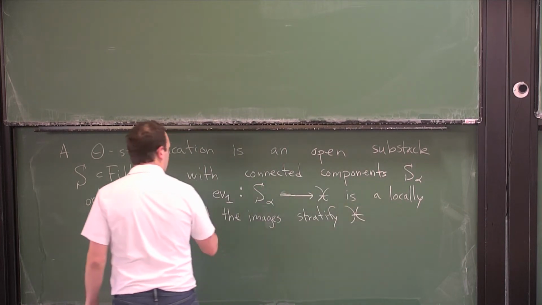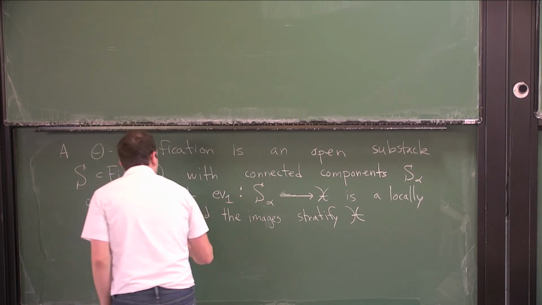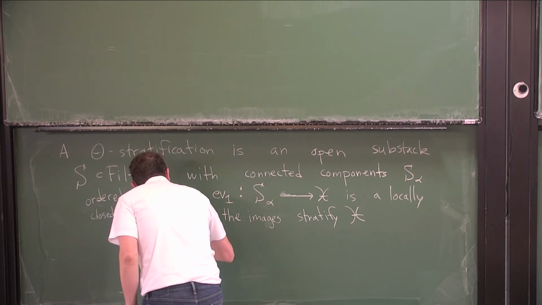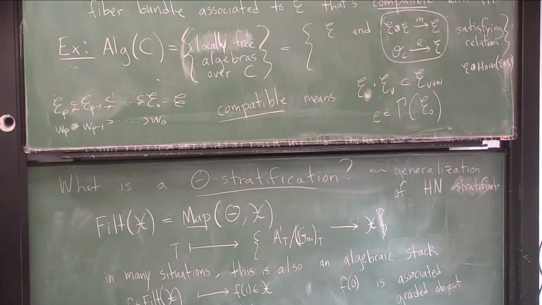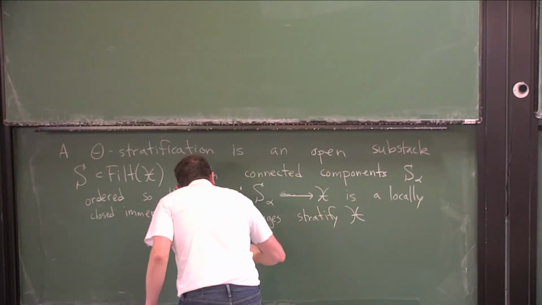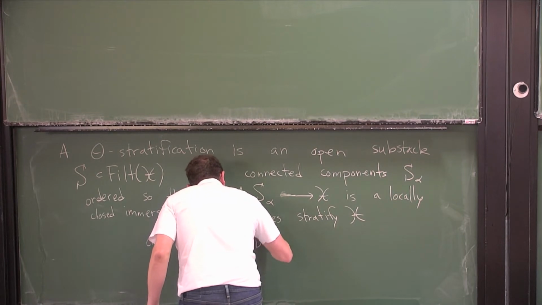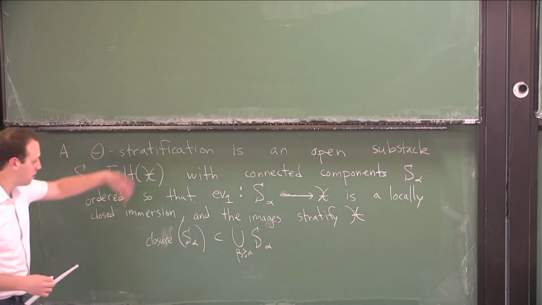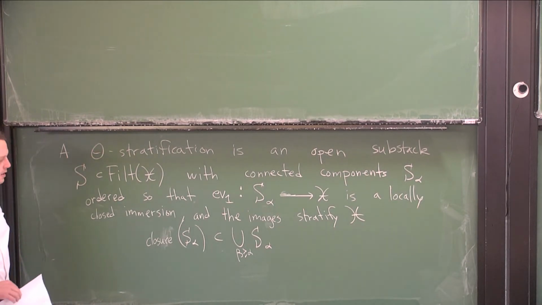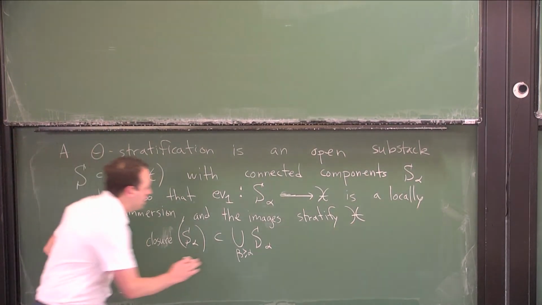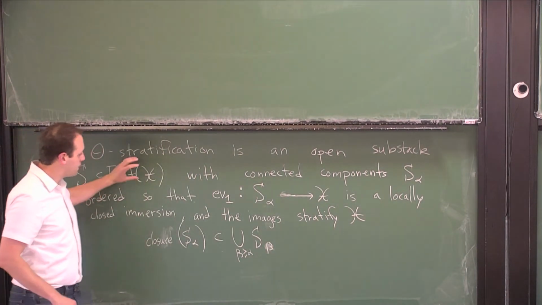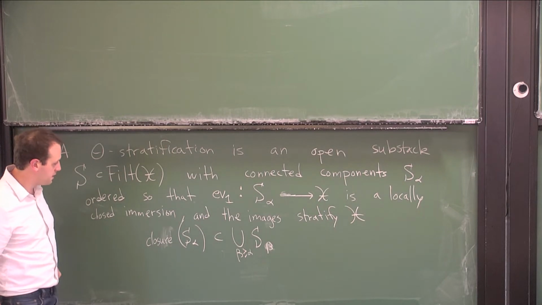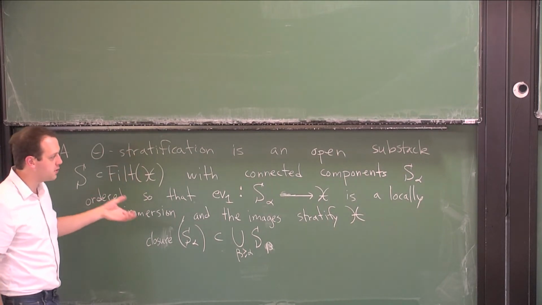So basically, the alphas are ordered, and the closure of S alpha should be contained in the union over, you know, more unstable strata. So the idea is that you have a bunch of connected components of the stack of filtered points, and they're sort of ordered in a way so you have more and more unstable.